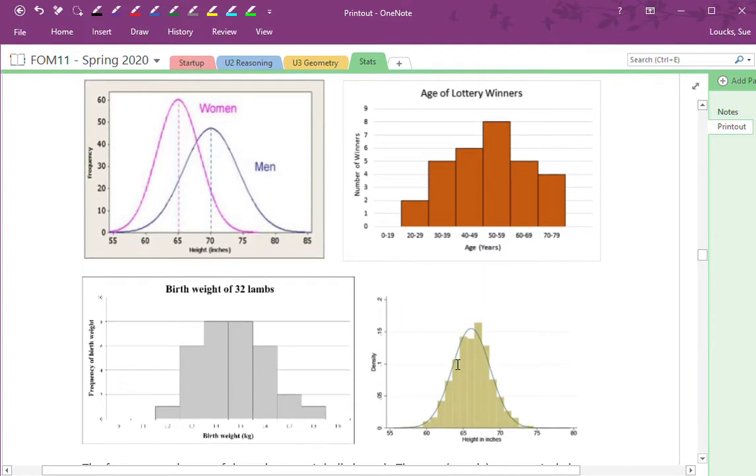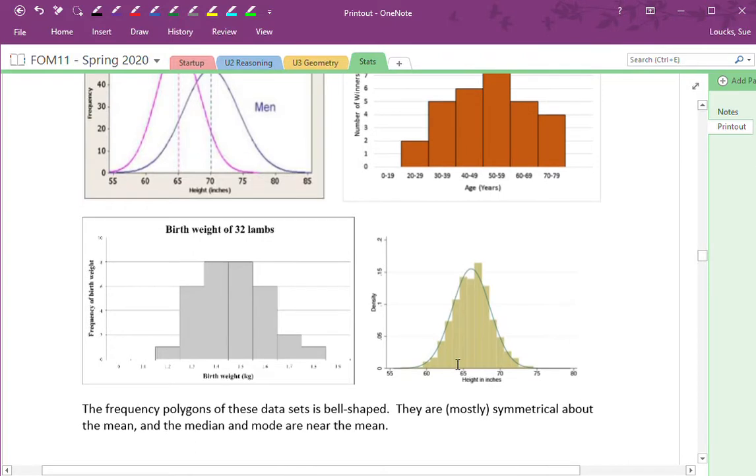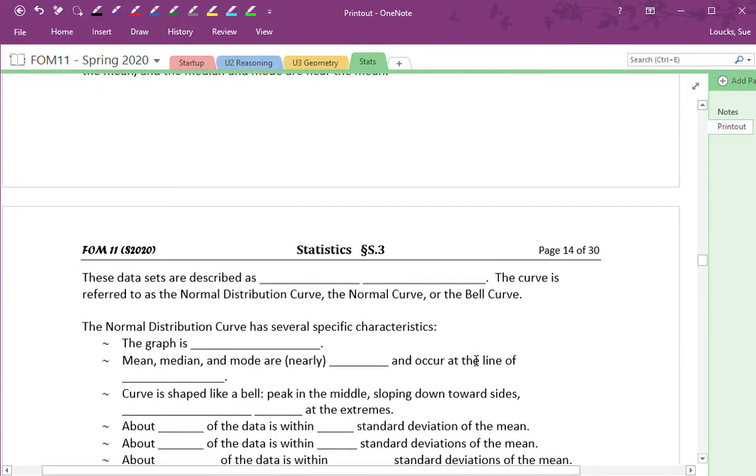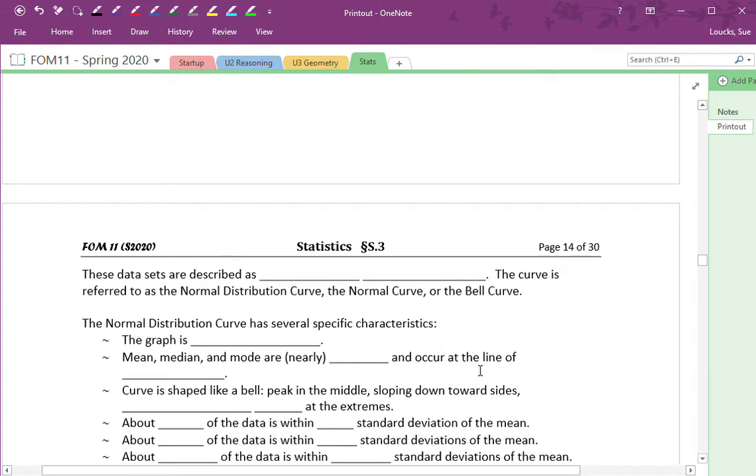Birth weight of lambs, height of something. I don't even know what that is. Probably density, I don't know, but height of something. This happens a lot, okay? And the mean, median, and mode are all near the mean. So these data sets that we are looking at in these graphs are what we describe as normally distributed.